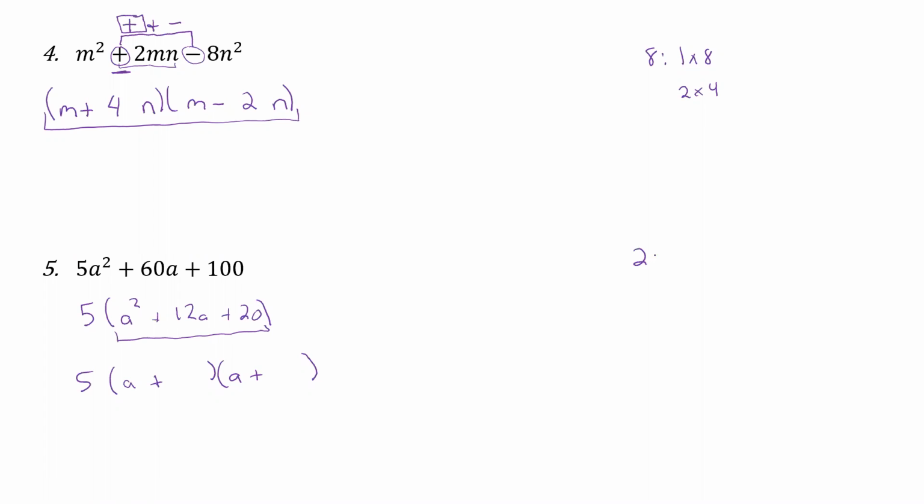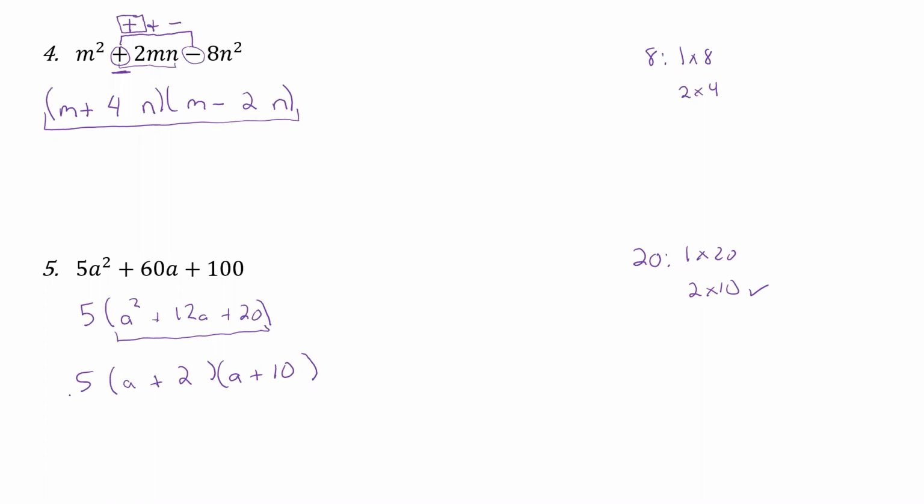Well, let's look here. So we have 20. That's 1 times 20, and that's 21, so that doesn't work. Then we have 2 times 10. Well, guess what? 2 plus 10 is 12, so that works. And so we have 2 and 10.